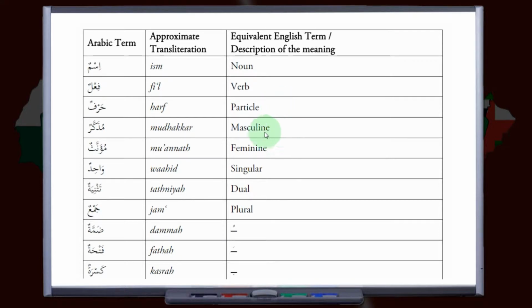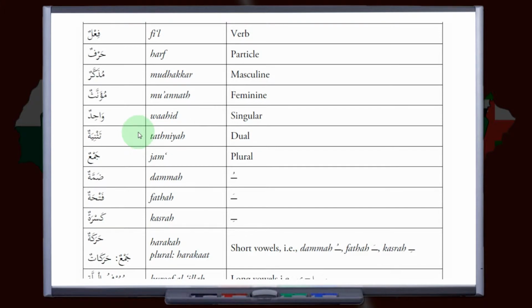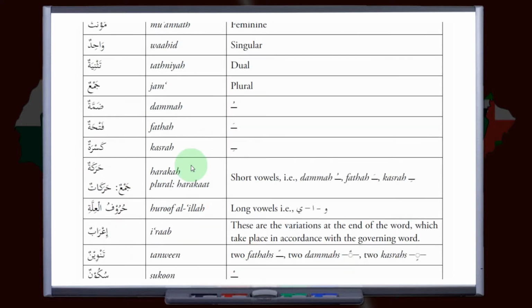Nouns can be either mudhakkar or mu'annath, masculine or feminine, and the terminology for something that's singular is wahid, wahidun, tathniyatun, or jama', singular, dual, and plural. Then we have the harakat here, which are dhamma, fatha, and kasra. These are the symbols for the short vowels, dhamma, fatha, and kasra.